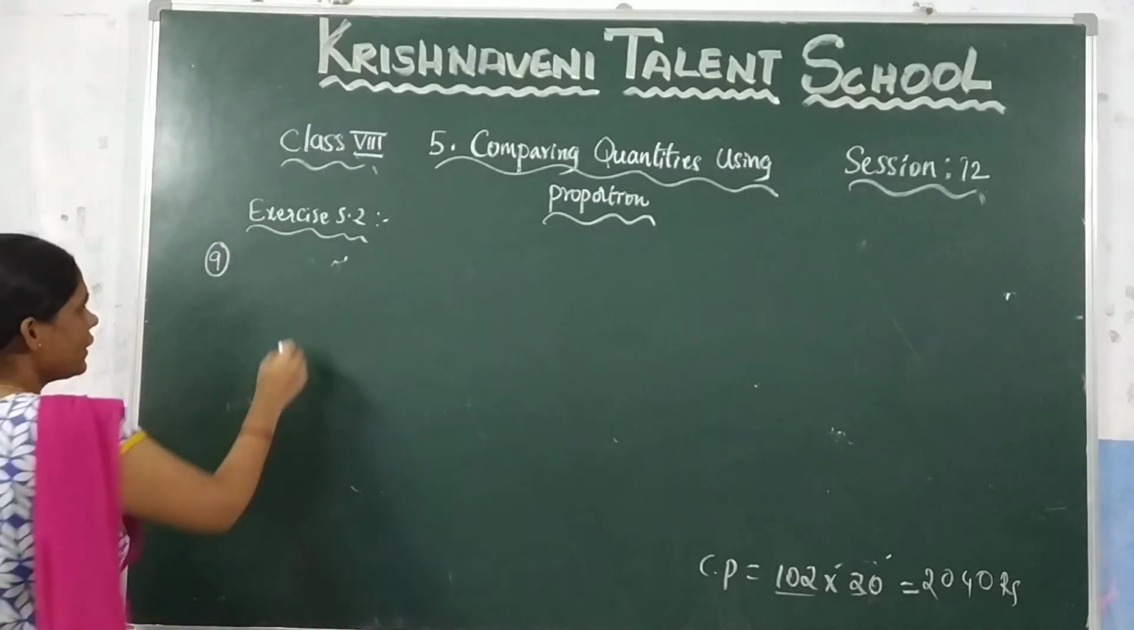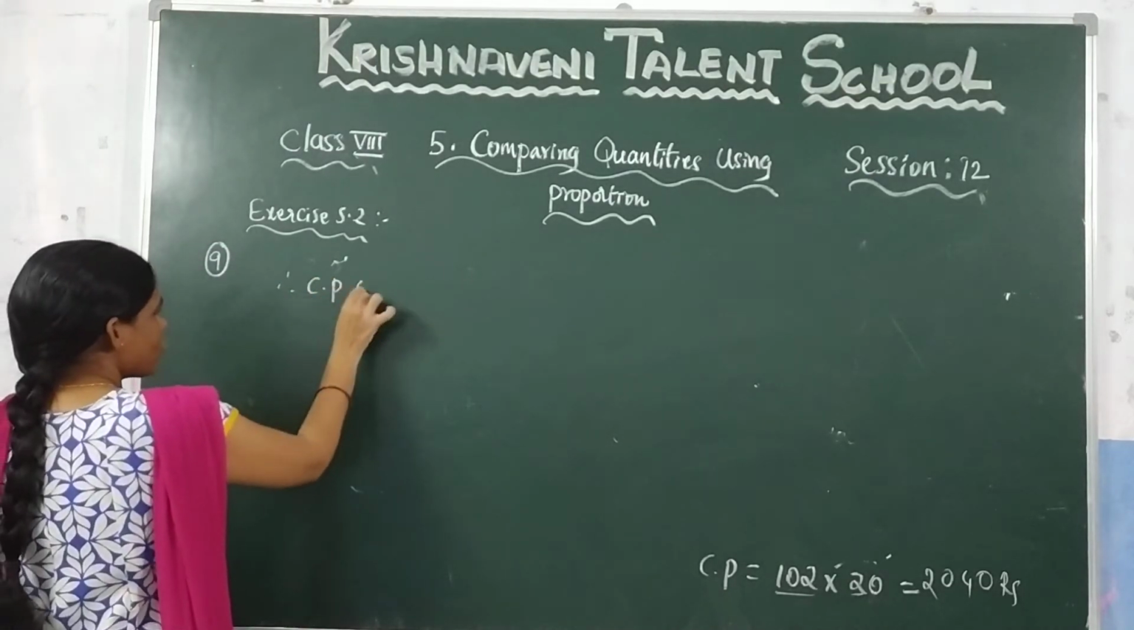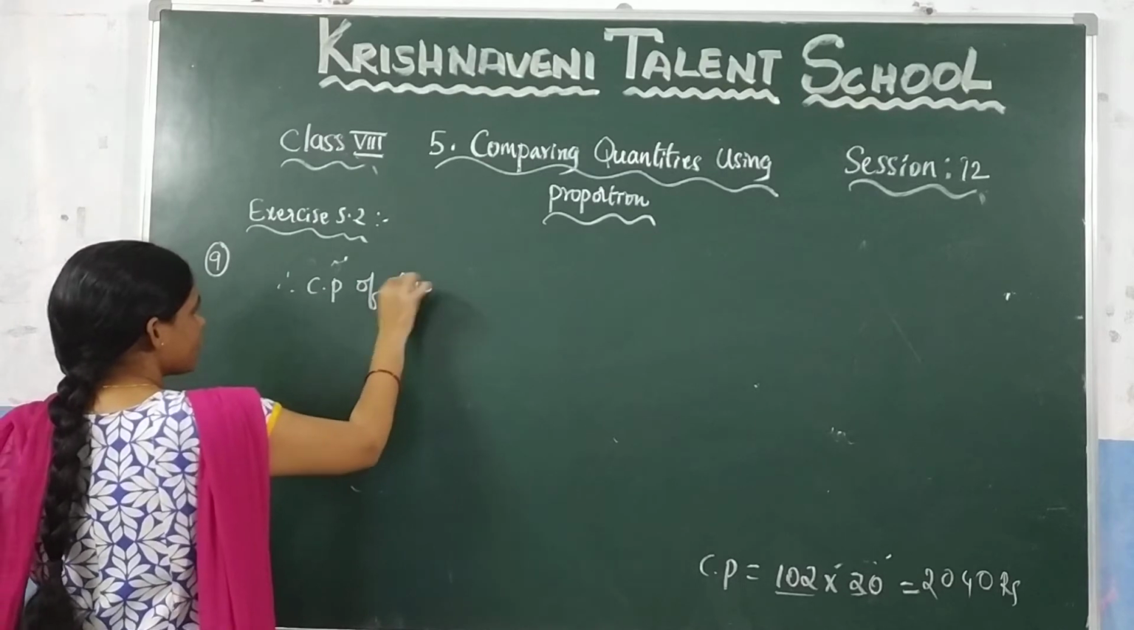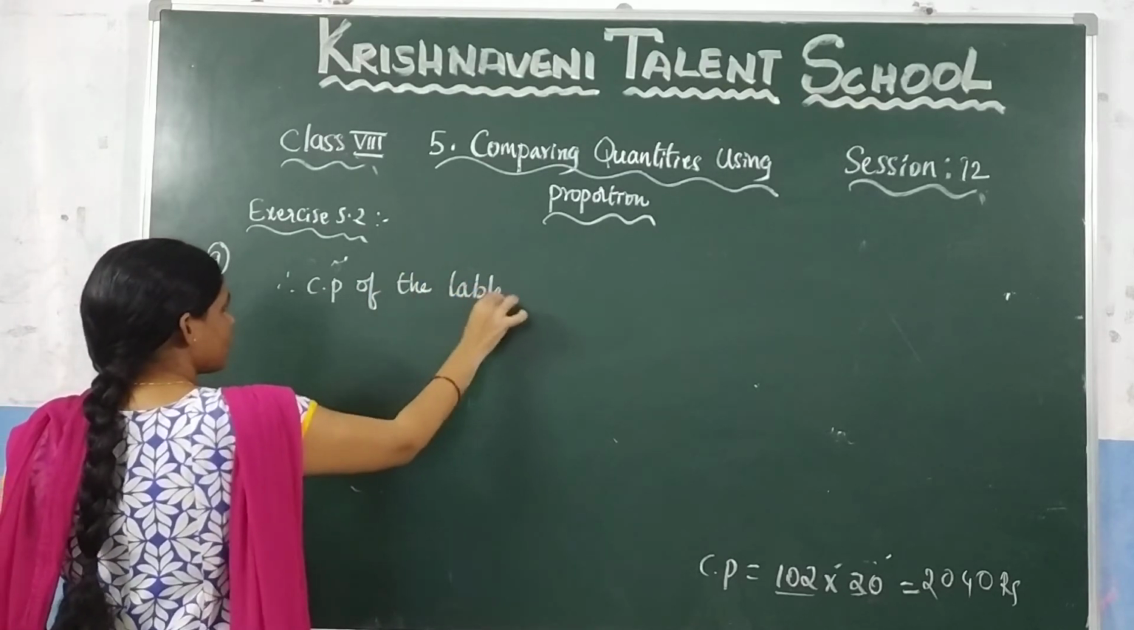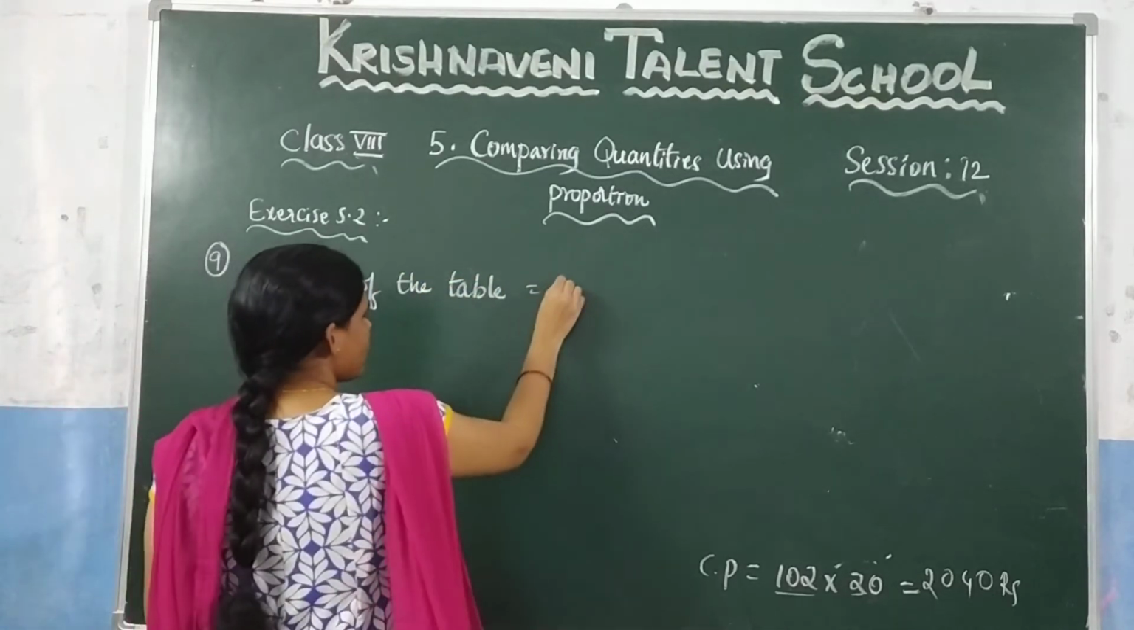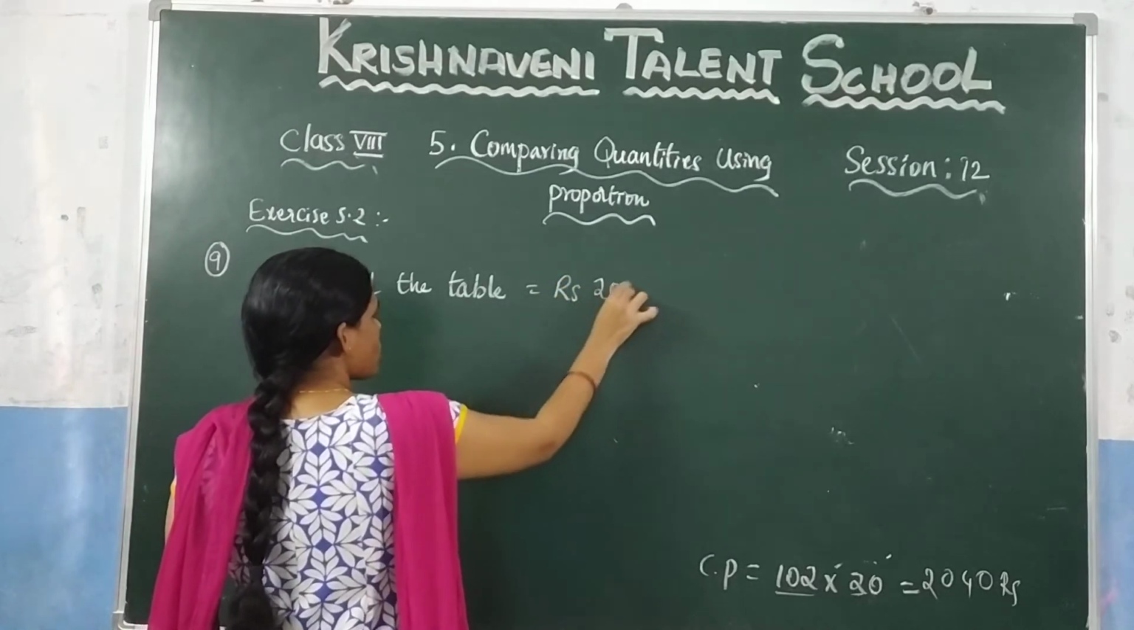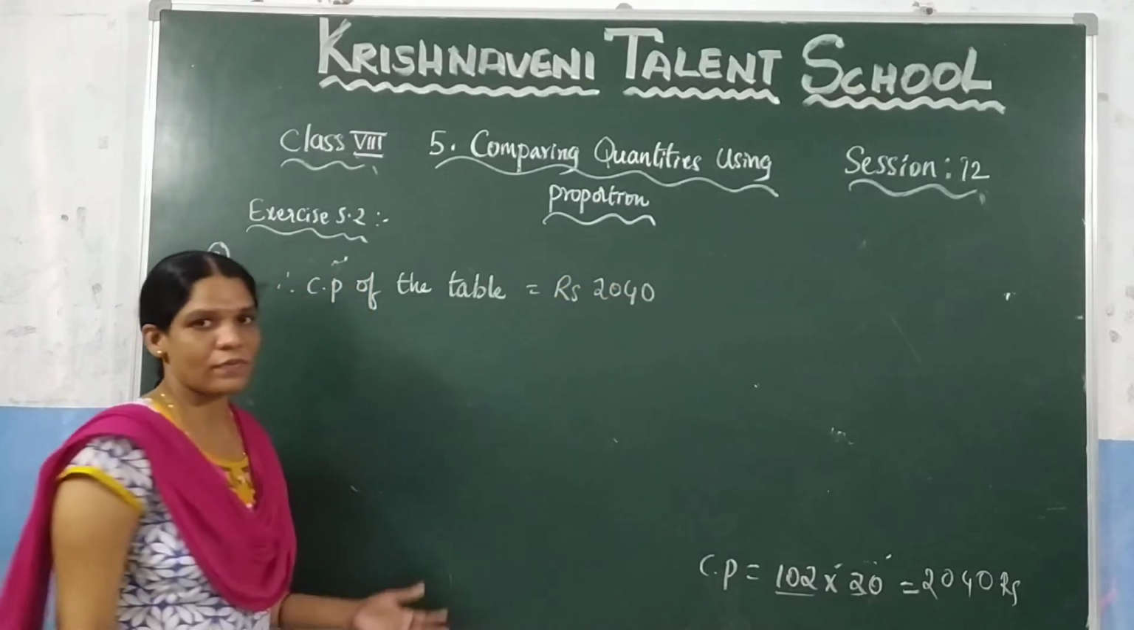So what we got here, therefore, the cost price of the table, how much you got, which is 2040. This is the cost price of the table. Just now we have calculated.